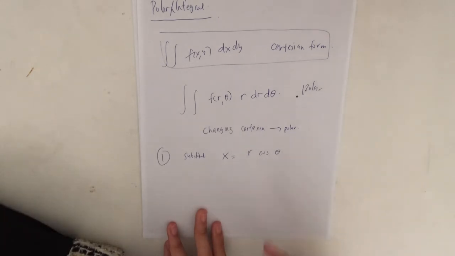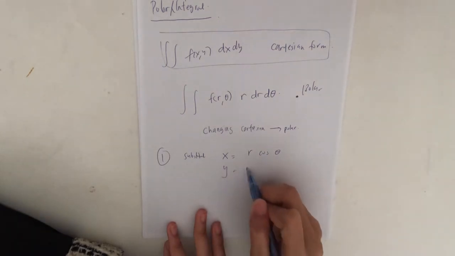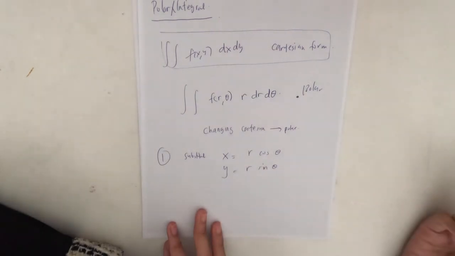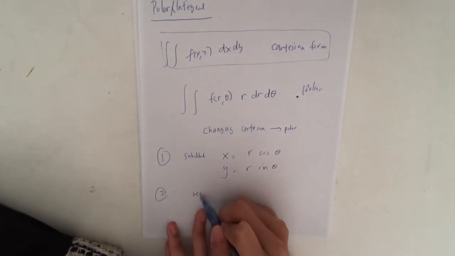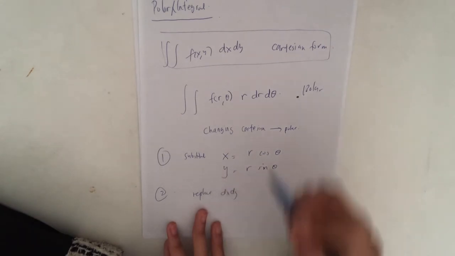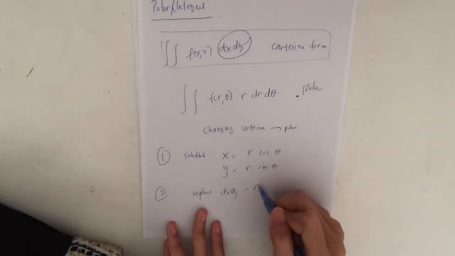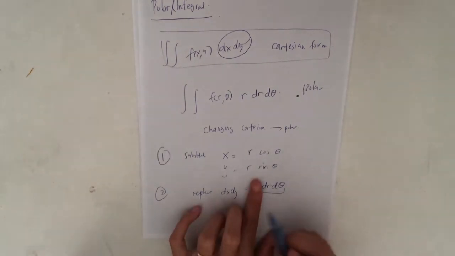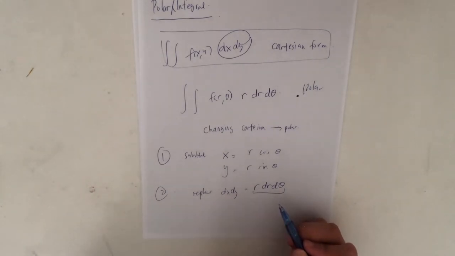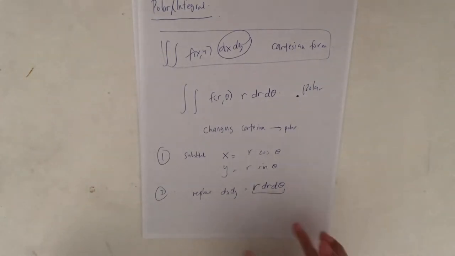We want to eliminate x and y here; we don't want x and y anymore. So y we replace with r sin theta. Step number 2 is we replace dx dy with r dr d theta. Not only dr d theta, it must be r dr d theta. The r must be attached, it's a pair. These 2 steps only, then you can solve.